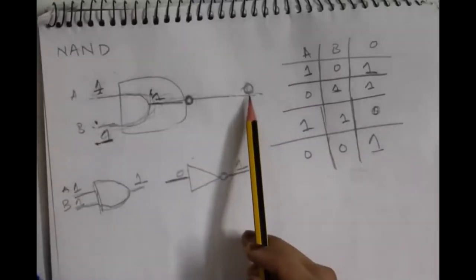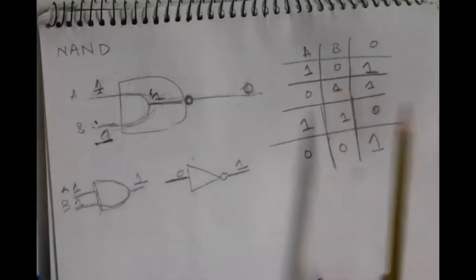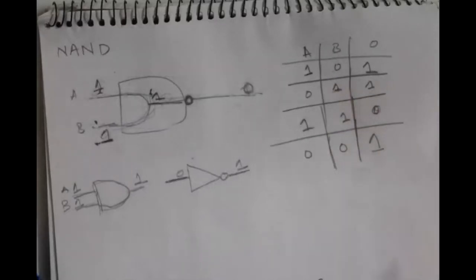So 1, 1 gives 0. 1, 0 gives 0, and then it will flip over into 1. 0, 1 will give you 0, flip it over, 1. 0, 0 will give you 0, flip it over, 1. Okay, let's move on. That was the last of the gates.